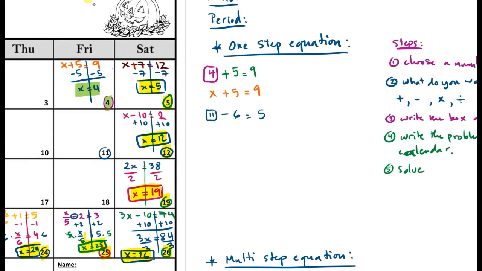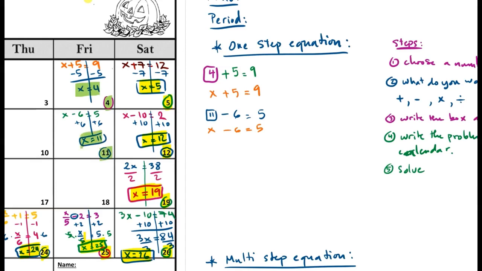So go to the date 11. We're going to solve for x by adding 6. I'm sorry, x minus 6 equal to 5. That's just our problem. x minus 6 equal to 5. So we add 6 on both sides. x equal to 11. And again, the answer matches with the date.